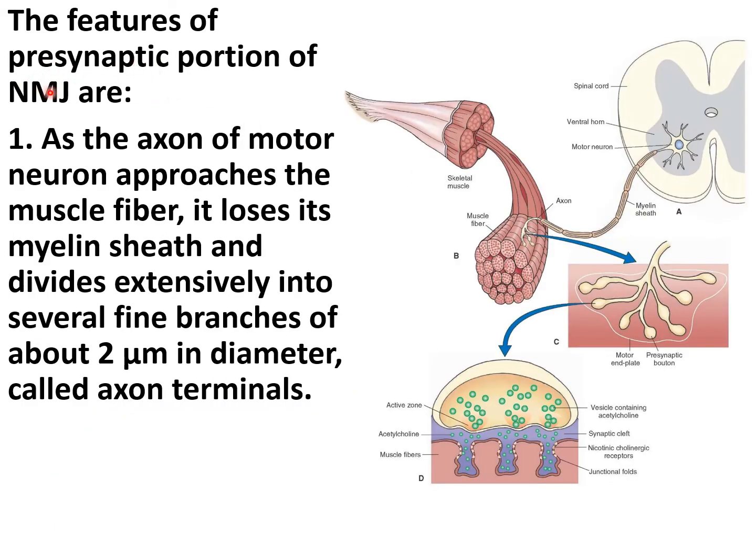Then what are the features of the presynaptic portion of the neuromuscular junction? As the axon of the motor neuron approaches the muscle fibers, it loses its myelin sheath and divides into several branches, each with a diameter of about 2 micrometers, known as axon terminals. So these are the motor neurons. When they reach the muscle fibers, they lose their myelin sheath and divide into many terminal branches, known as axon terminals.